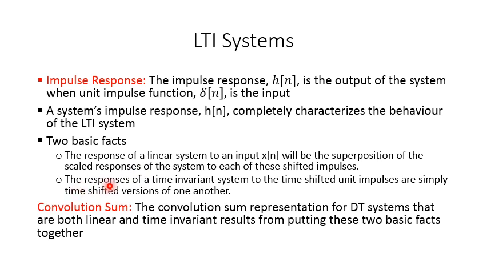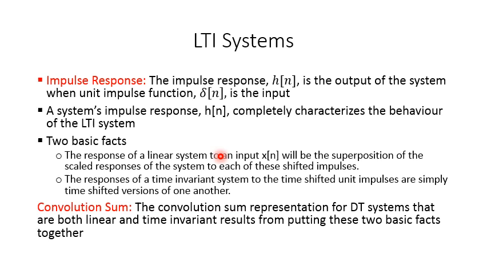And the other important thing is the system is time invariant. The response of the time invariant system to the time shifted unit impulse are simply the time shifted versions of one another, right? So if a system holds these two properties, we call such a system an LTI system. And as I said earlier, for the case of LTI system, the impulse response completely characterizes the behavior of the LTI system, whether the LTI system is discrete or continuous, right?